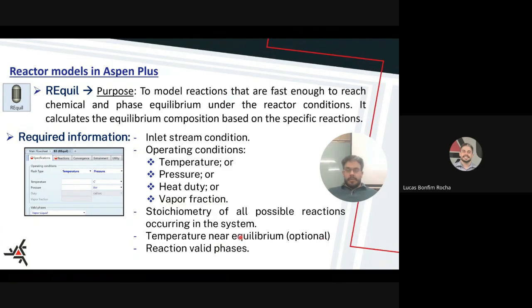Also, in some cases, we can specify the temperature approach to equilibrium as an initial guess that may facilitate the convergence of the simulation. And we can specify also the reaction valid phases.